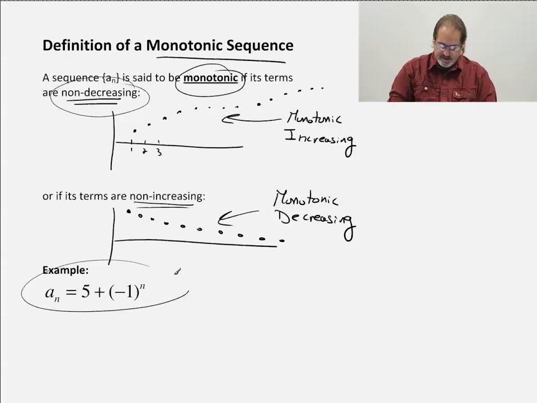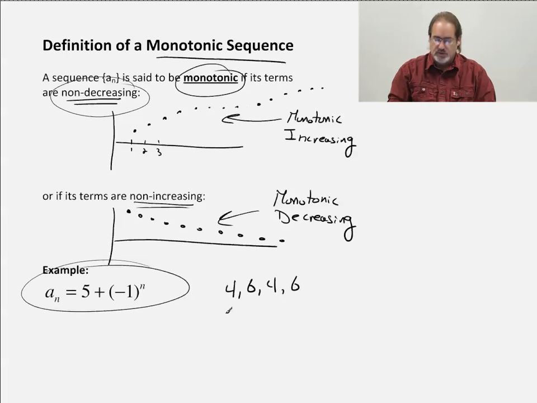So take a look at an example. If I have a series that simply consists of 5 plus (-1)^n, then the values will be, for n equals 1, 4. For n equals 2, it'll be 6. For n equals 3, it'll be 4. N equals 4, it'll be 6. So it's bouncing back and forth, 4, 6, 4, 6, 4, 6.